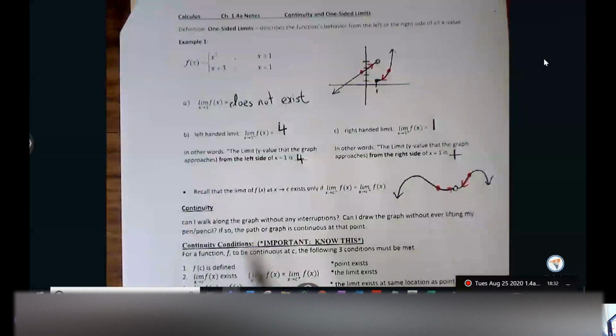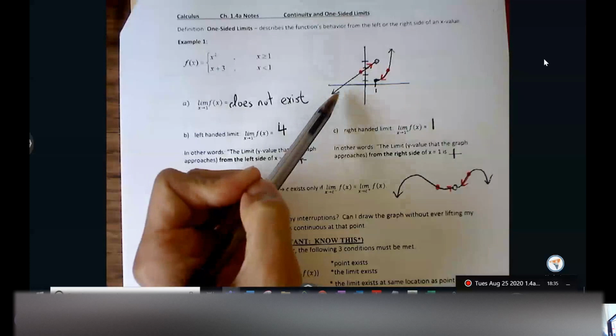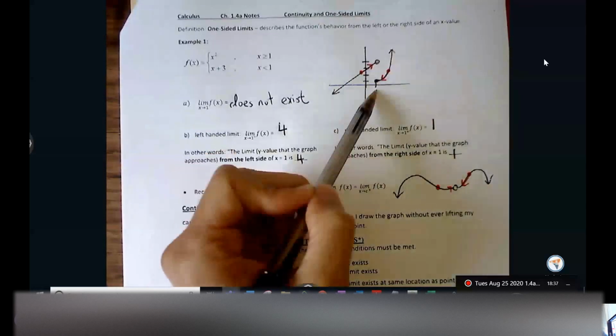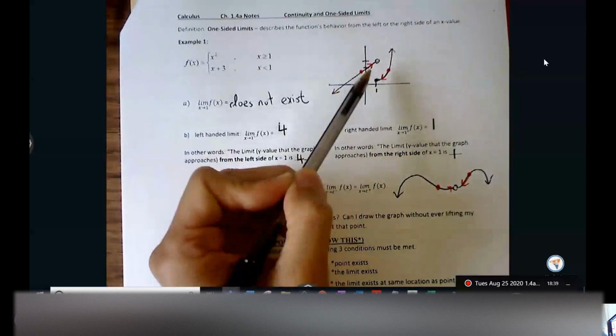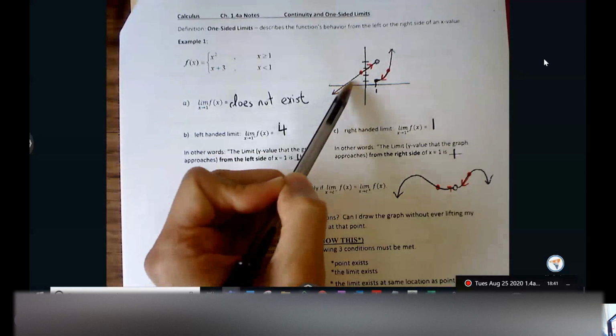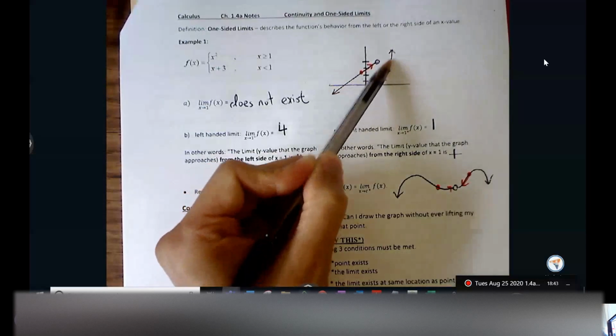And this is also not continuous, right? I cannot complete this entire graph. I can't draw this entire graph without lifting my pen or pencil. Right.